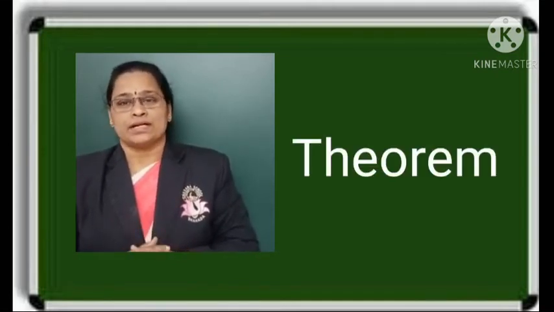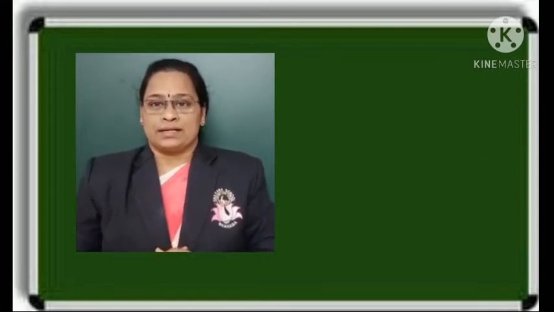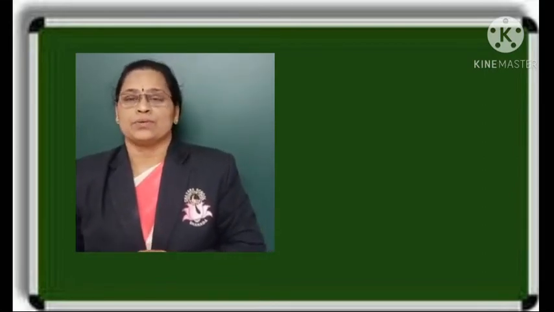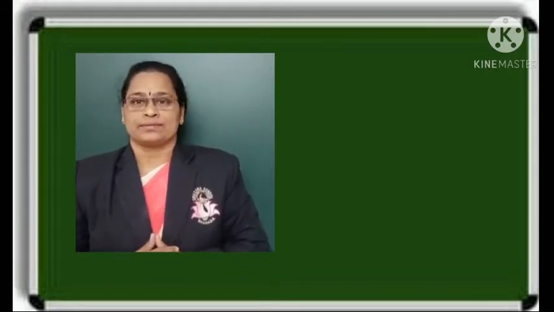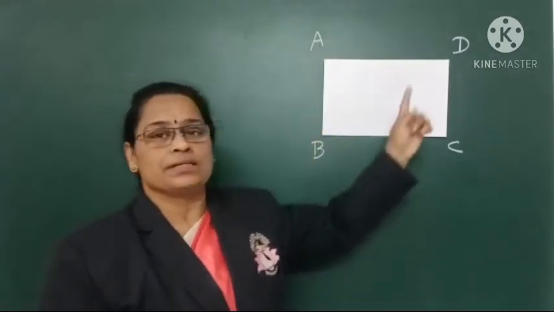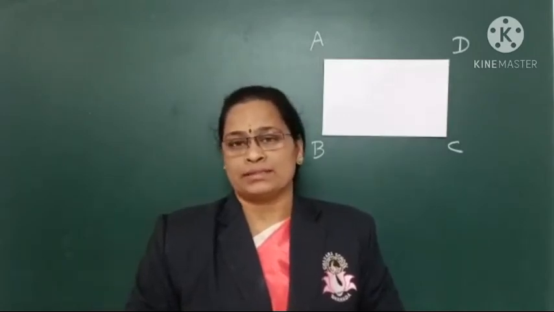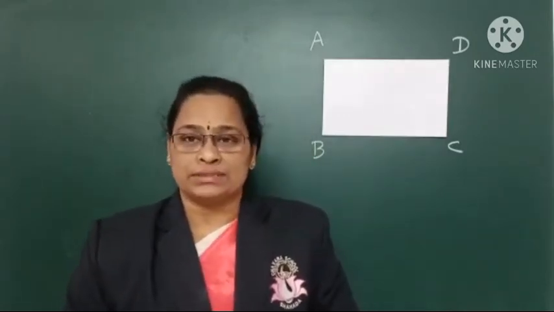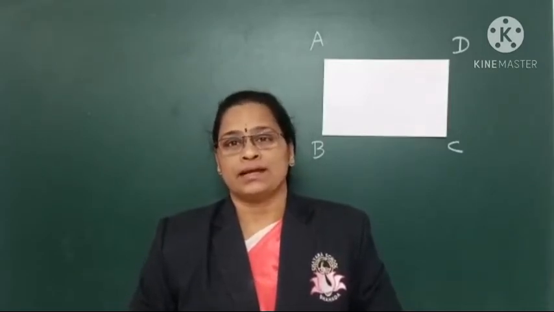So before starting to learn the properties of different quadrilaterals, let's start with the basic thing which we need to know about the sides and angles of the quadrilateral. This is the quadrilateral ABCD. Let's learn some terms about the sides and angles, that is opposite sides, opposite angles, adjacent sides and adjacent angles.